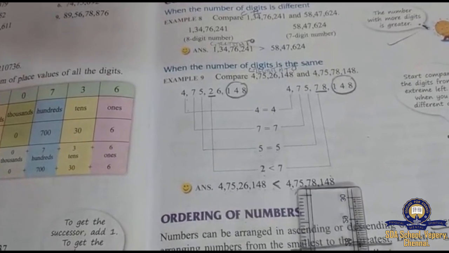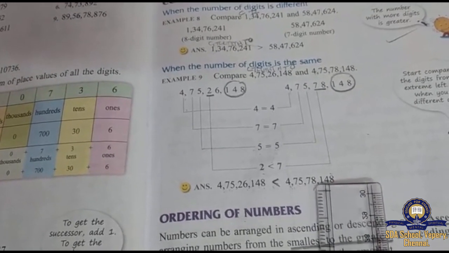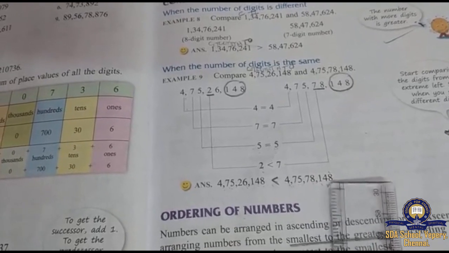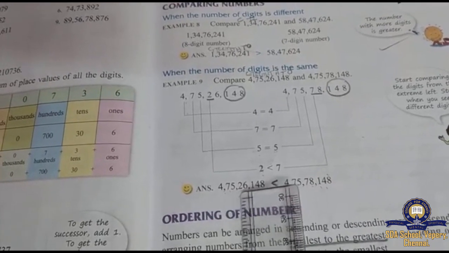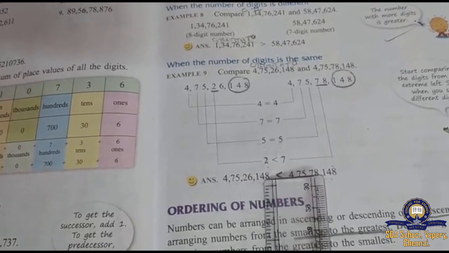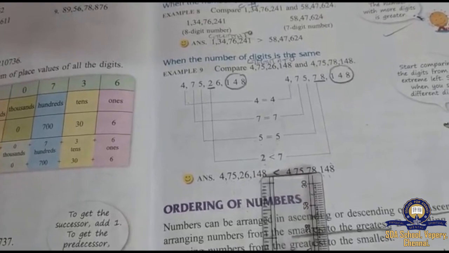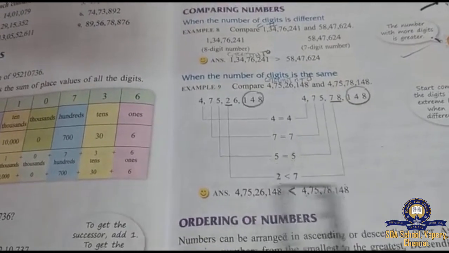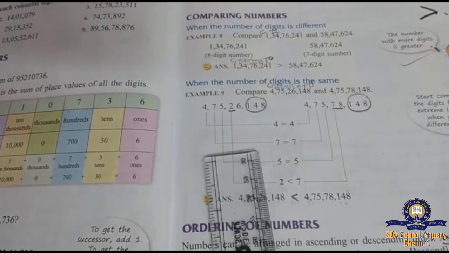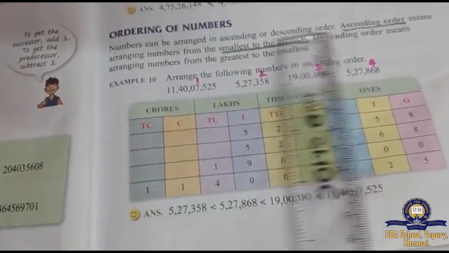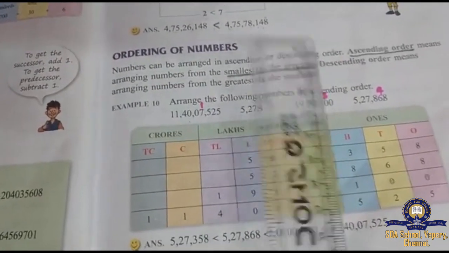4 crores 75 lakhs 78,148 is greater than 4 crores 75 lakhs 26,148. Understand, students? Okay, this is called comparing two groups of numbers. Now we'll learn how to order the numbers.